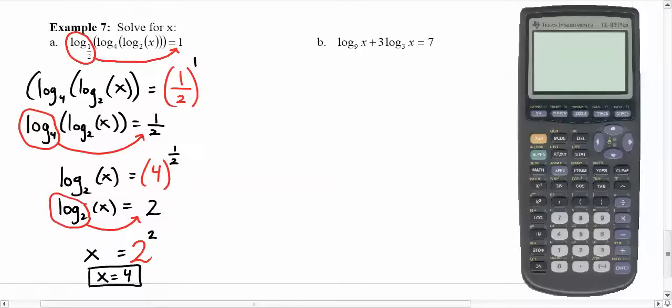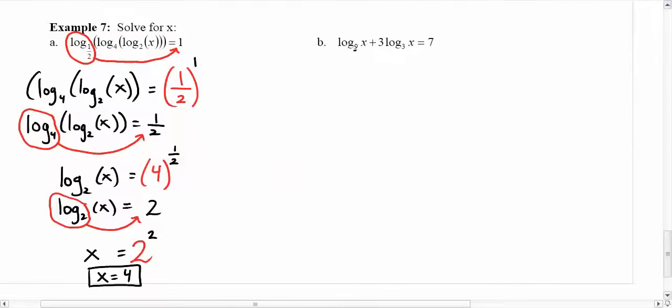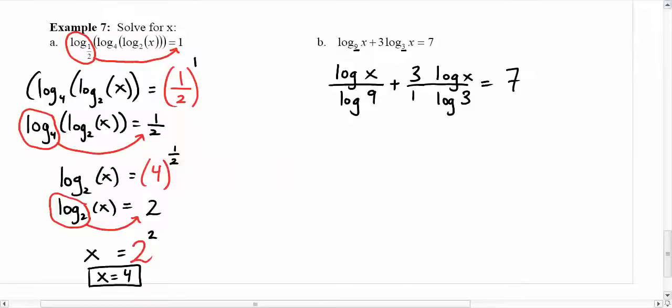Okay, and the last question, it's difficult because we have 2 different bases. So I can't put those 2 logs together. Instead, I have to do the change of base. So log x divided by log 9. And that 3 is the same as 3 over 1. So if I was writing it as a fraction, it would be 3 log x over 1 log 3. I don't really need to write that 1.